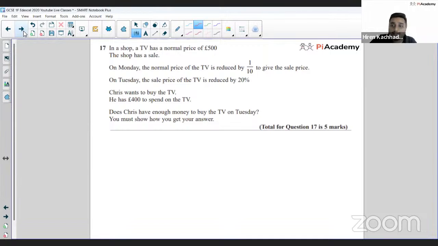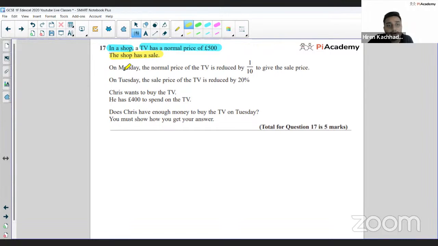Question number 17. I'm reading this question for all of you. In a shop, a TV has a normal price of 500 pounds. So basically the price of the TV is given to you, that is 500. And now the next line is the shop has a sale. We all know in a sale what we can expect. We can expect the price is going to reduce. The same thing we can expect from this question as well.